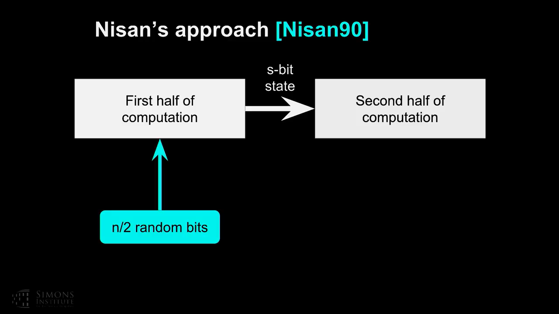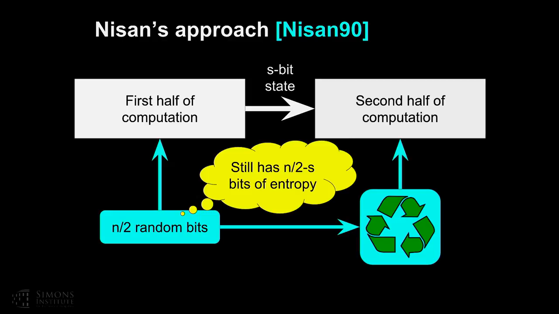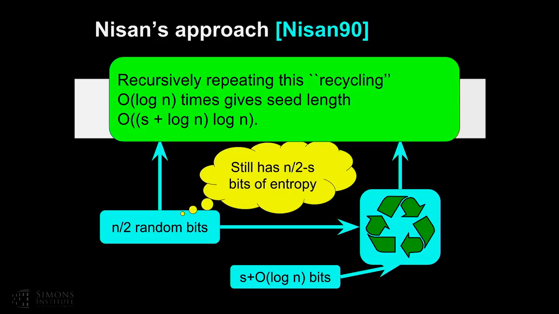And then I look at this and I say, well, this still has a lot of entropy left because there's only an s-bit state that has been remembered about this. And as a result, I can recycle this randomness. Now this recycling is going to be something like an extractor, a universal hash function, or an expander graph. And you need a little bit of auxiliary randomness to make this work. Okay, great. So, applying this recursively is what gets you this log squared seed length.